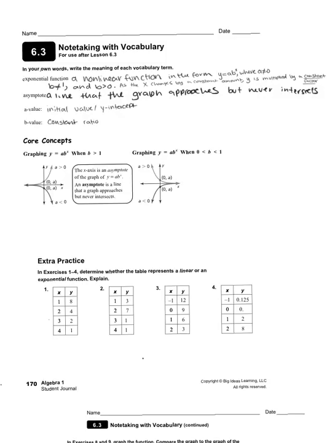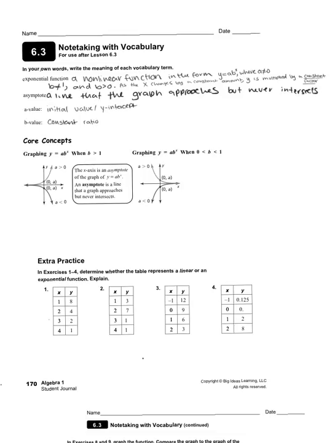Now, one thing that's important to note about exponential functions is that as the x changes by a constant amount, the y is multiplied by a constant factor, okay? A key feature in an exponential function is something called an asymptote. An asymptote is a line that the graph approaches but never actually intersects.